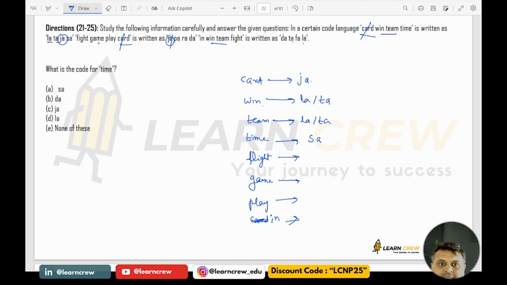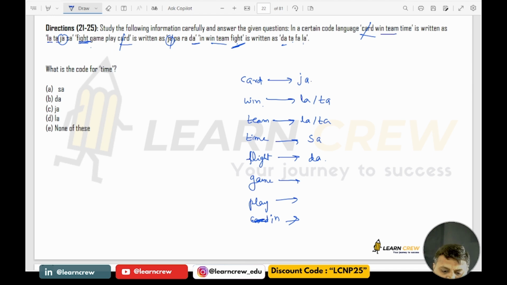If you see game, flight, game, play. Flight, game, play. So flight would be what? Flight is there here, and flight is there here. In these two, flight is there. So in these two, which code is common? DA is common. So flight means DA.